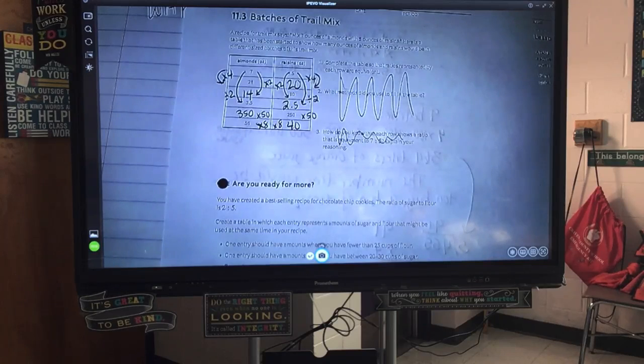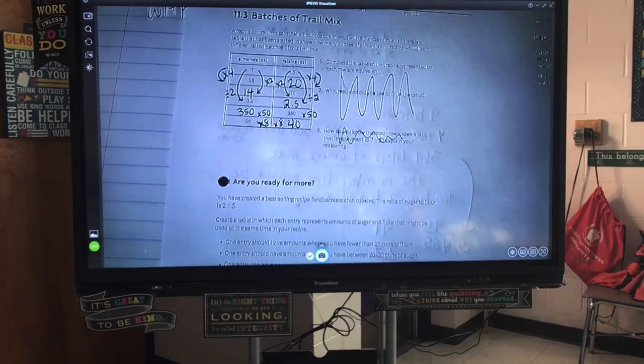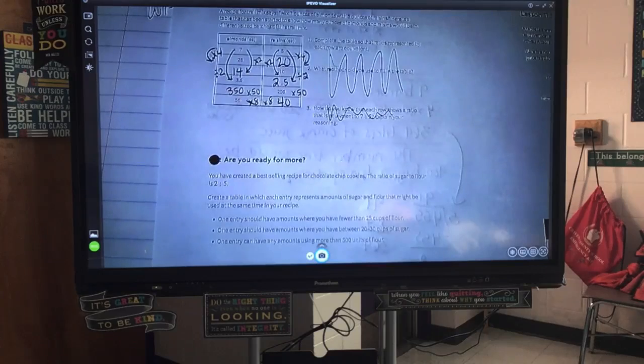So how is a ratio table sometimes better than a double number line? That is what you're writing right here. So I'll say it again. How is a ratio table better than a double number line? Stand up when you have your answer.